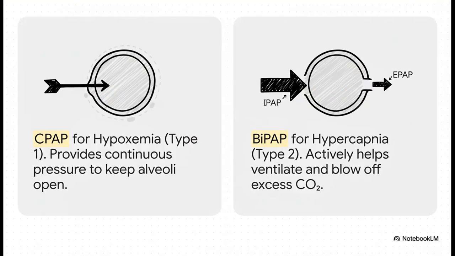Now, NIV isn't just one thing. This is a really key distinction. For type 1 failure, where it's just an oxygen problem, we often use CPAP. It gives one continuous pressure that just helps keep the lungs open. But for type 2, where the big problem is getting CO2 out, you need BiPAP. It gives two levels of pressure, a higher one when they breathe in and a lower one when they breathe out, to actually help them ventilate and blow off all that extra CO2.